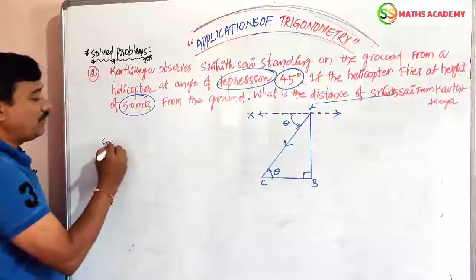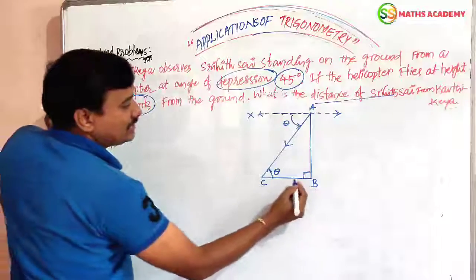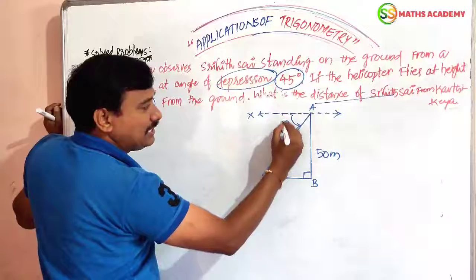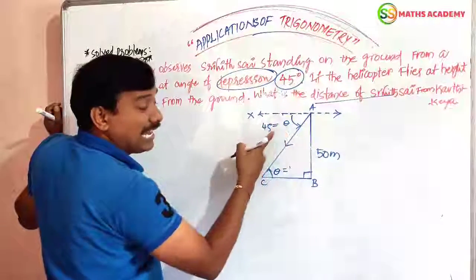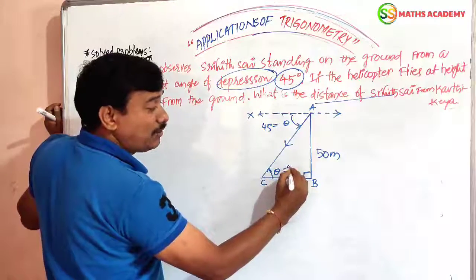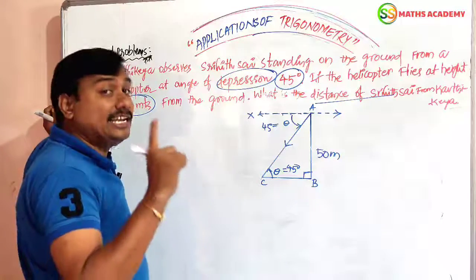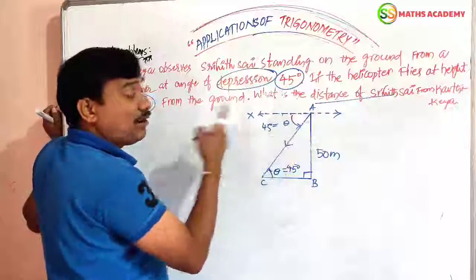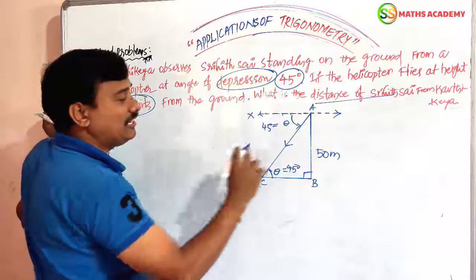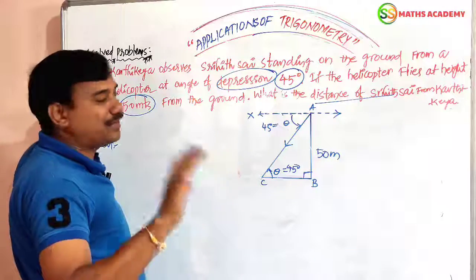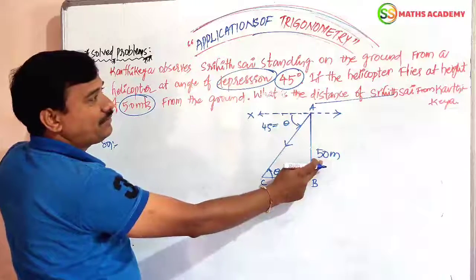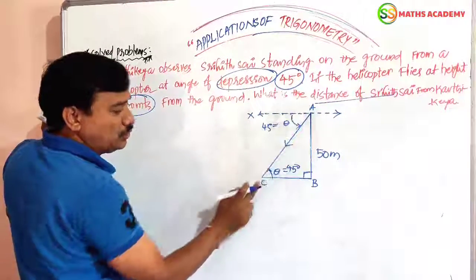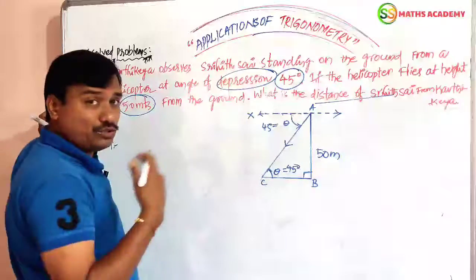Chalo, now the solution. What is given in the question, dear friends? Yes, the height of the helicopter is 50 meters. Theta equals 45, the angle of depression. These two angles are equal because alternate interior angles are equal. This is a horizontal line, an imaginary horizontal line. This is called the line of sight. Clear, friends? Now the height of the helicopter from the ground is given, and the angle of depression is given. We should find the distance between Kartikeya and Sri Sai. These two distances we should find, friend.